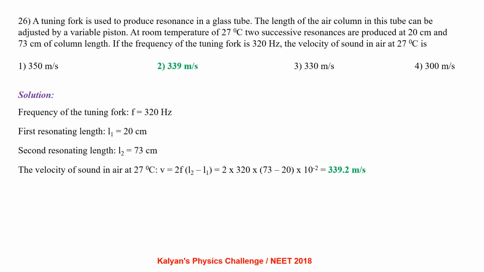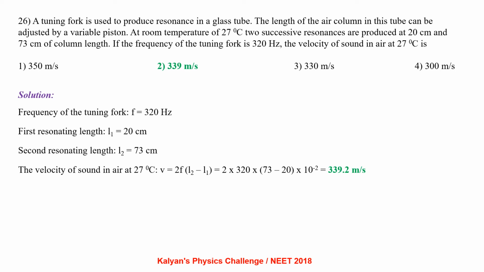A tuning fork is used to produce resonance in a glass tube. The length of the air column in this tube can be adjusted by a variable piston. At room temperature of 27 degrees centigrade, two successive resonances are produced at 20 centimeter and 73 centimeter of the air column. If the frequency of the tuning fork is 320 Hz, then the velocity of sound in air at 27 degrees centigrade is. Let us see the given data once.